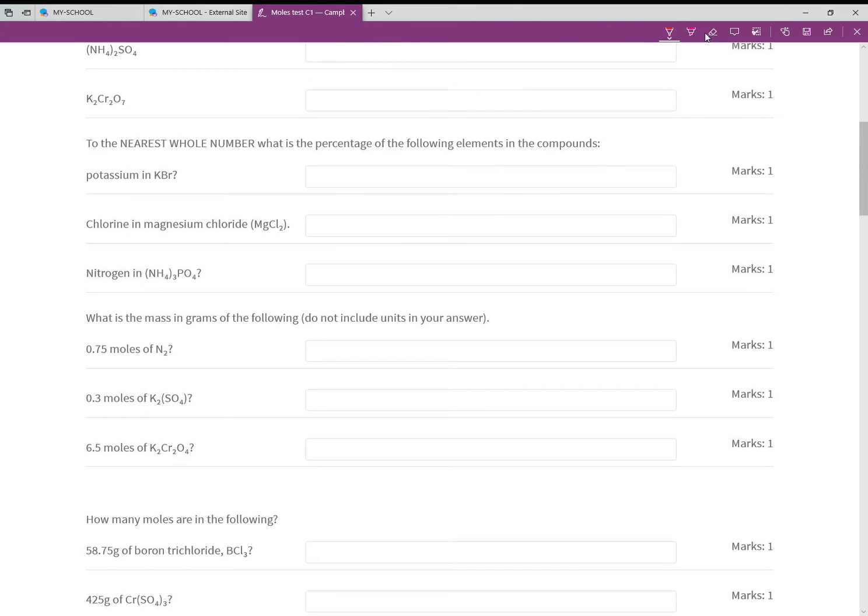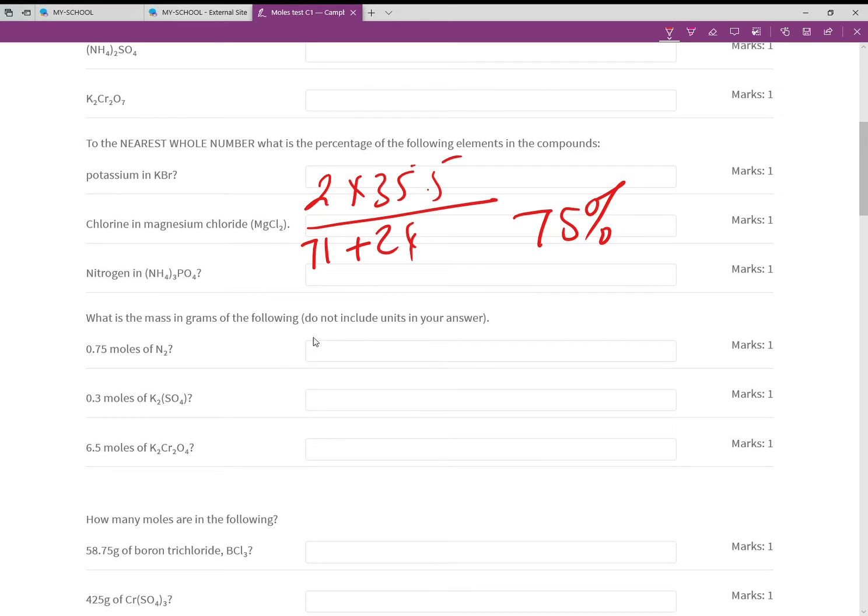Okay. Right, we're looking for chlorine in magnesium chloride. So there's 2 chlorines in it, so it's 2 times 35.5 is the top line. On top of the RFM, which is 71, that's the 2 times 35.5, plus 24, sorry. So that makes that 95. So 71 divided by 95, going to be a high percentage. So it works out at 74.7, nearest whole number, 75.